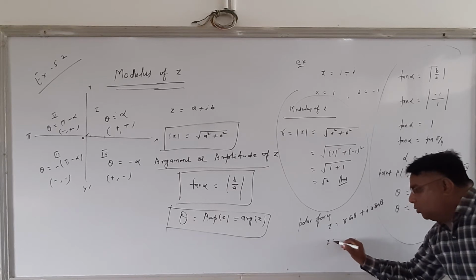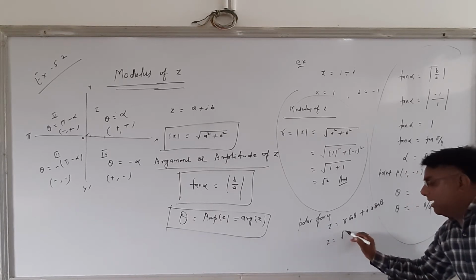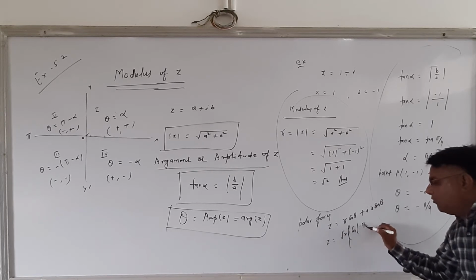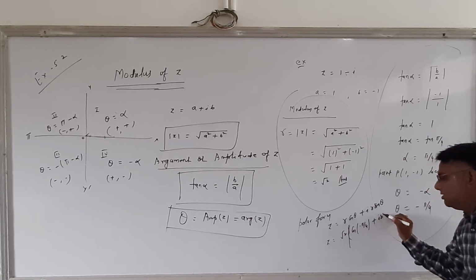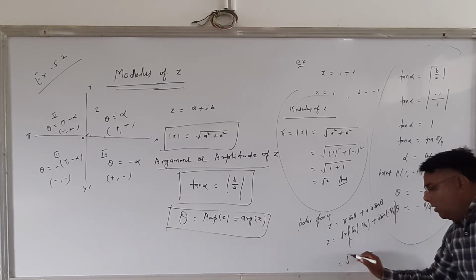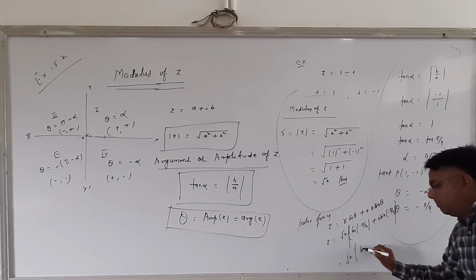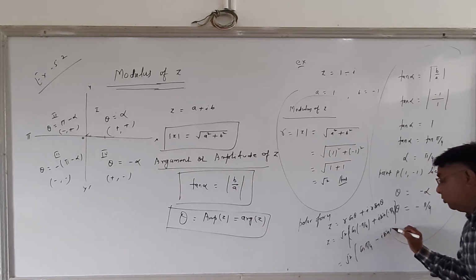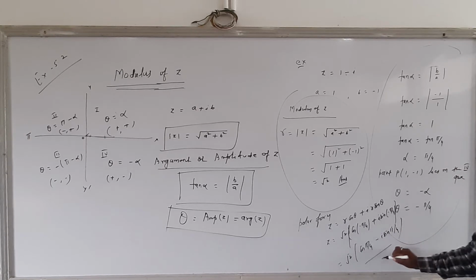Then z equals, r is root 2, so root 2 is common, and cos theta is cos of minus pi by 4 plus iota sin of minus pi by 4. Now simplify: root 2 as it is, cos of minus theta is plus cos theta, and sin of minus theta is minus sin theta. So this is the complex number in polar form.